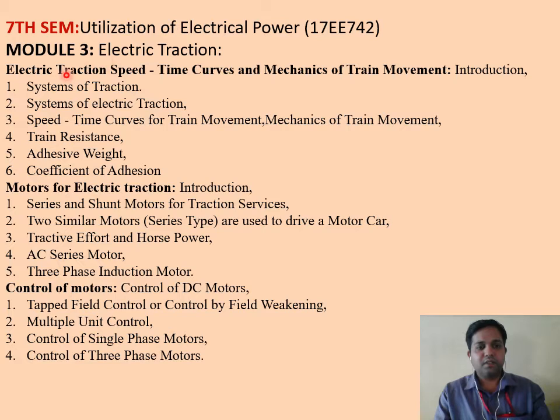In the first chapter of module number 3, it is on electric traction speed-time curves and the mechanics of train movement. In this chapter, we are going to study the various systems of traction and systems of electric traction, followed by the speed-time curve for train movement and the mechanics we are going to use for the movement of train, and the resistance of train and the respective additive weight and coefficient of addition. These various parameters or aspects we are going to study in this chapter.